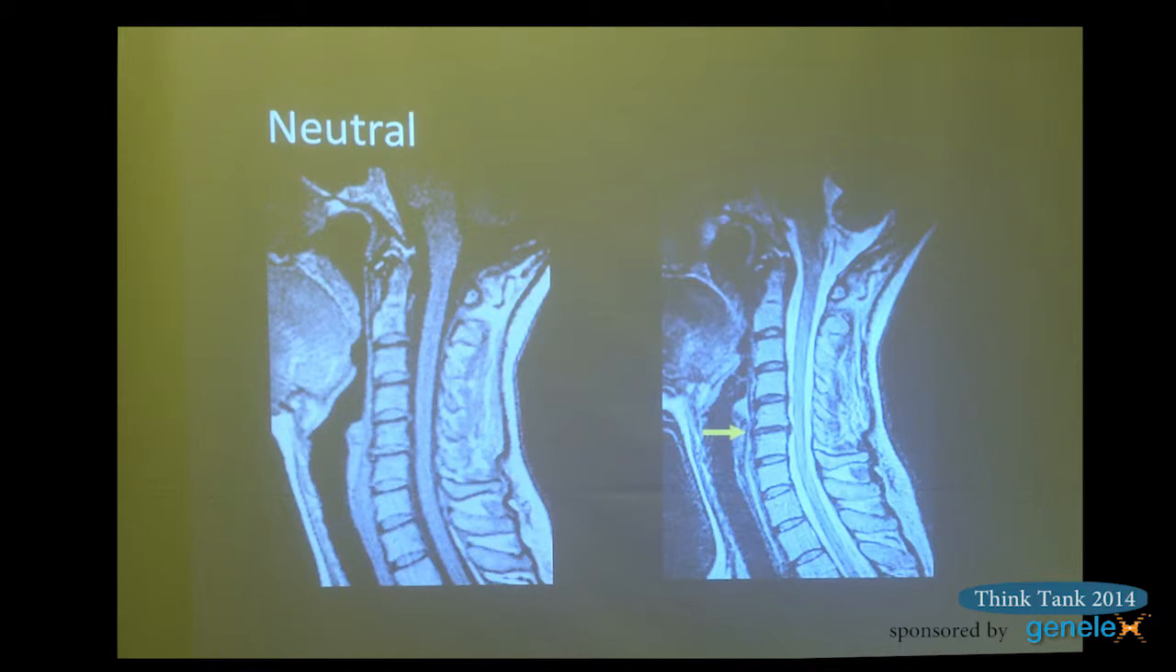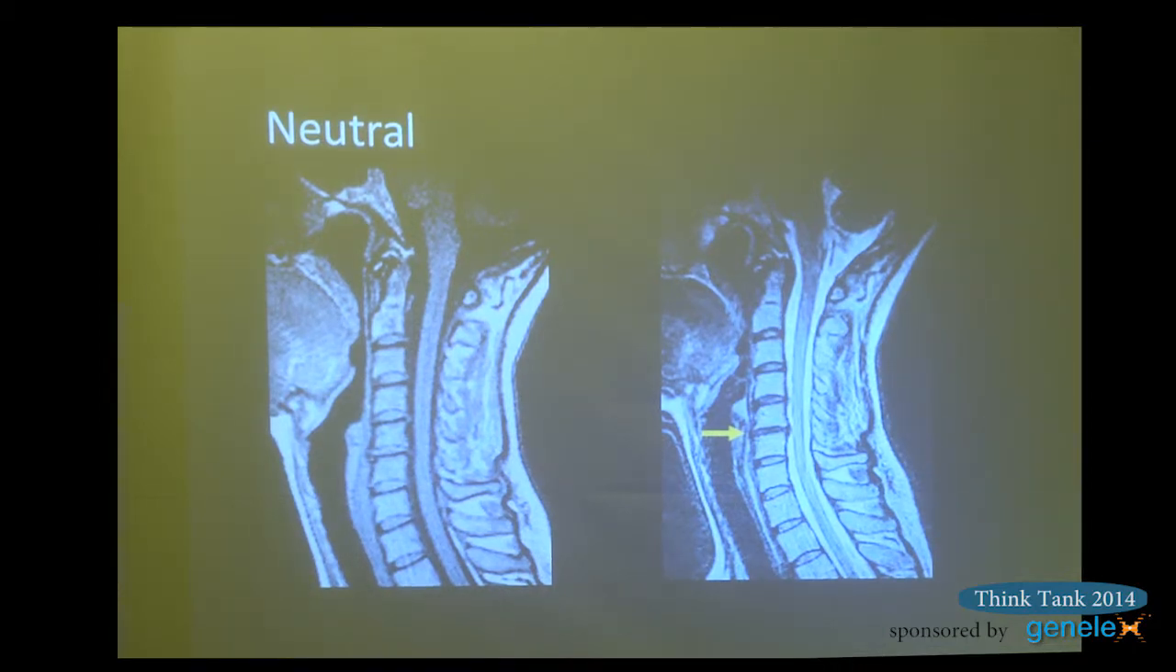This is a 38-year-old who had decompensation 3 or 4 years ago and is really homebound at this point. This is a neutral MR, and the only thing, really, there's a small disc, but it really isn't very impressive on this neutral position.